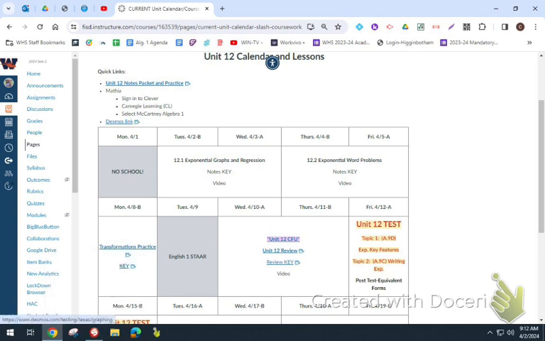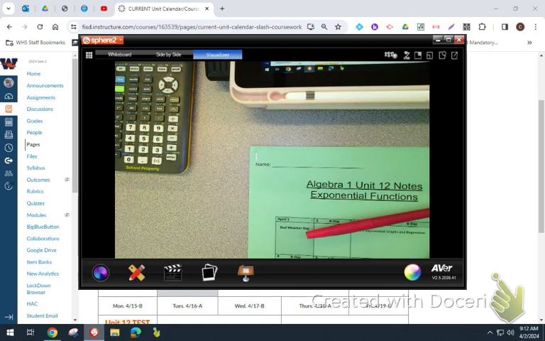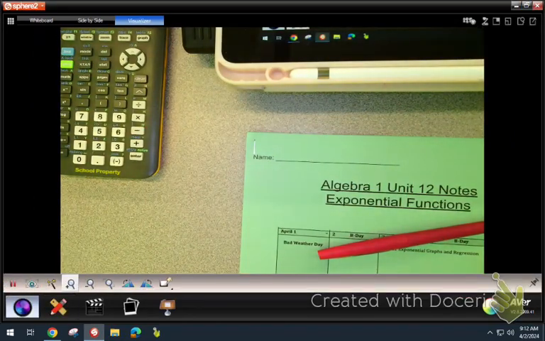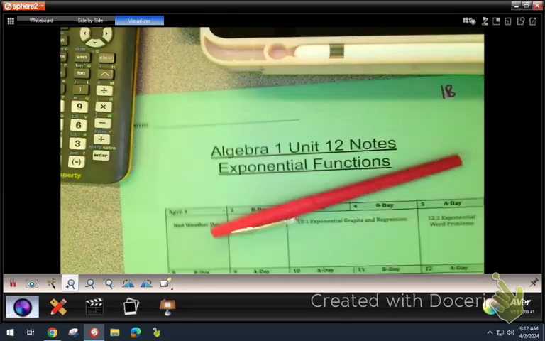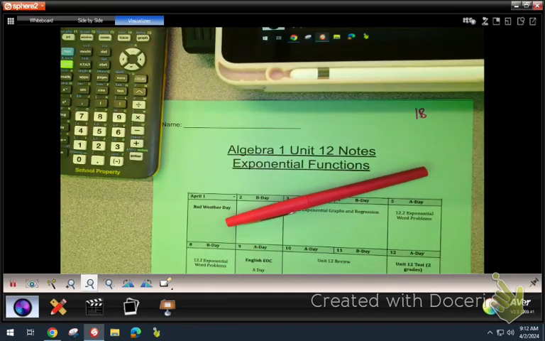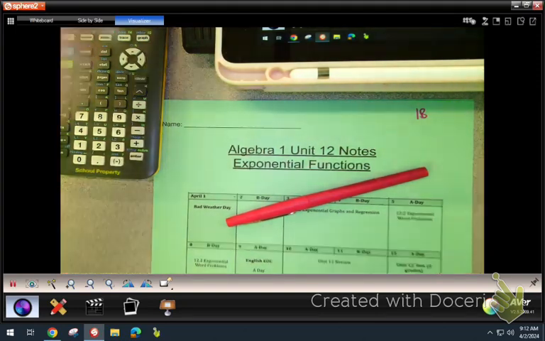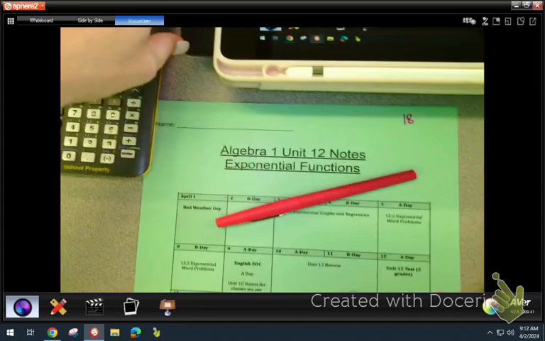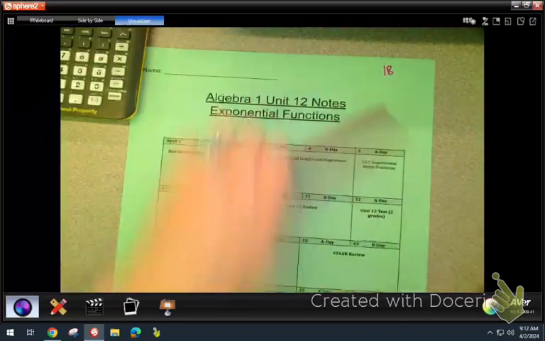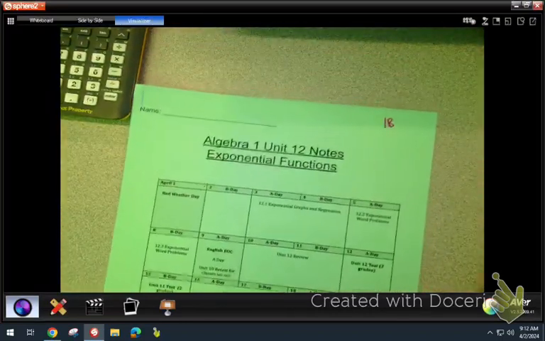We will be using Desmos again, so we'll have that in a little bit. But before we do that, we need to talk about what makes a function exponential, some key features, and things like that. So this is all different since I was out last week. And let's get going. Okay.